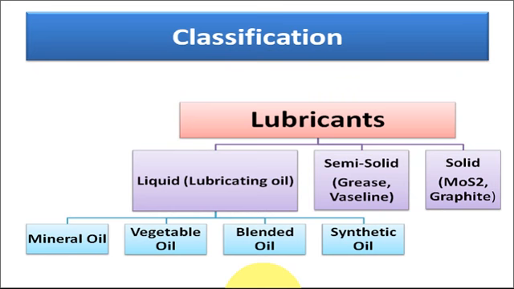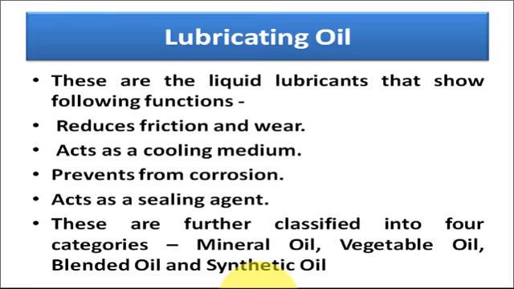Now next is the classification of the lubricants. On the basis of the physical state, the lubricants are classified in three main categories. First is the lubricating oil, second semi-solid lubricants, and third one is the solid lubricant. So let us consider first the liquid lubricants, those are the lubricating oils. The lubricating oils are further classified in four categories, that are mineral oil, vegetable or animal oil, blended oil, and the synthetic oil. So let us discuss one by one each.